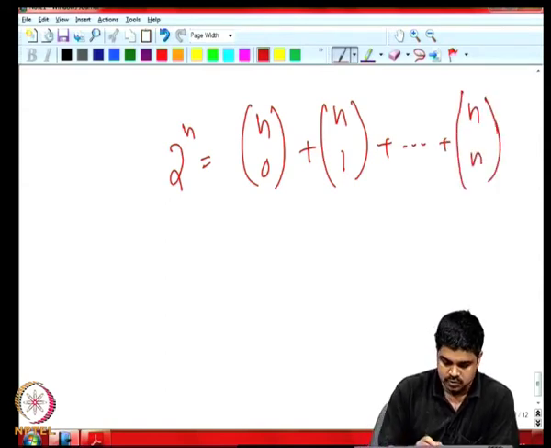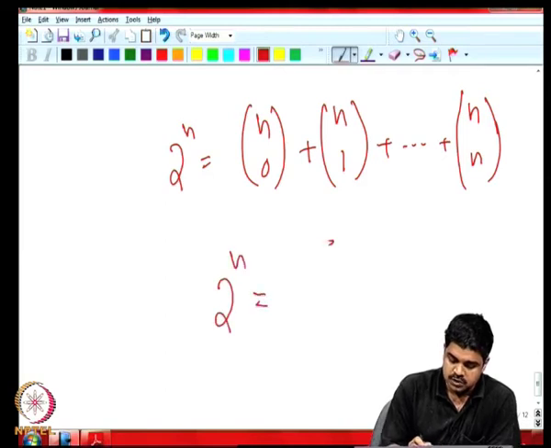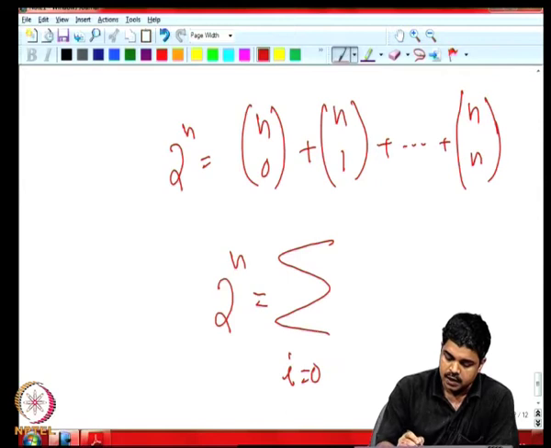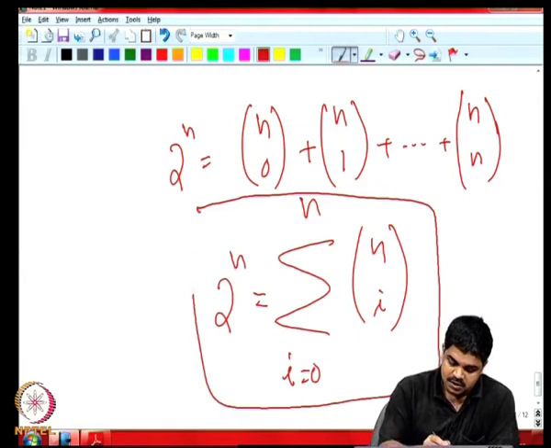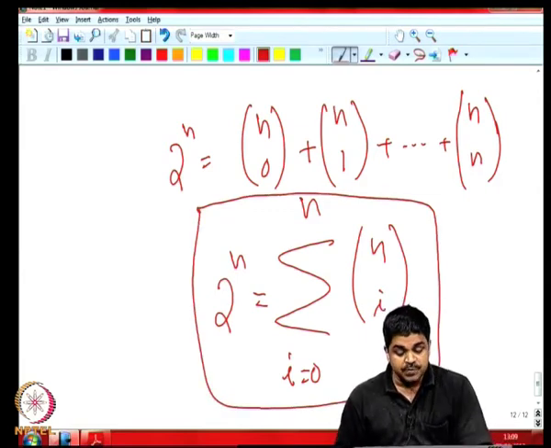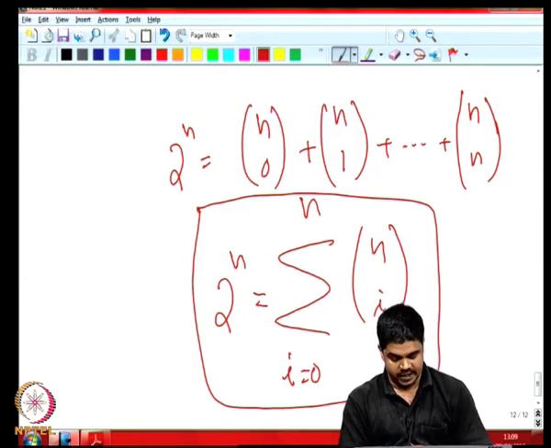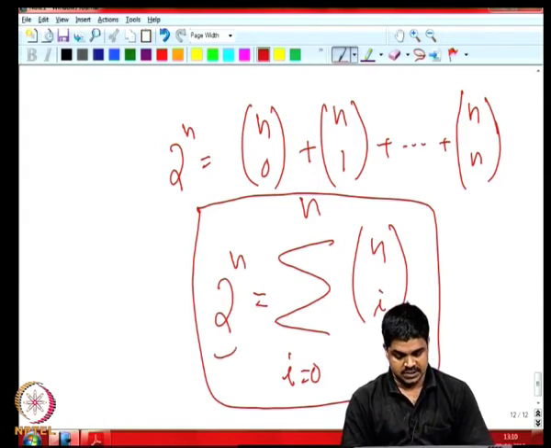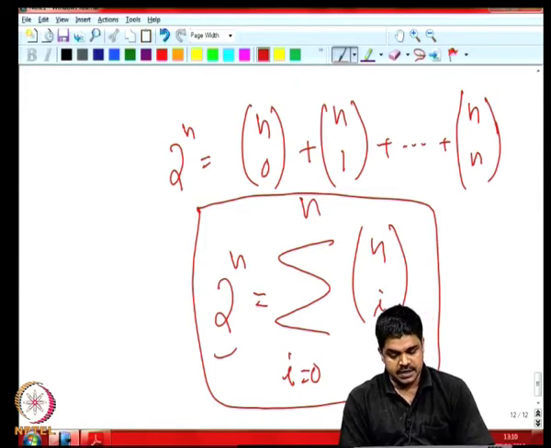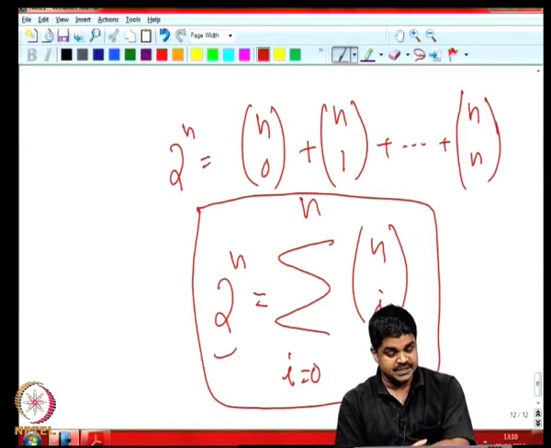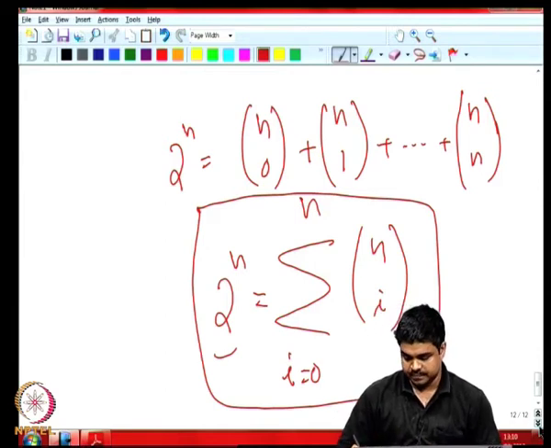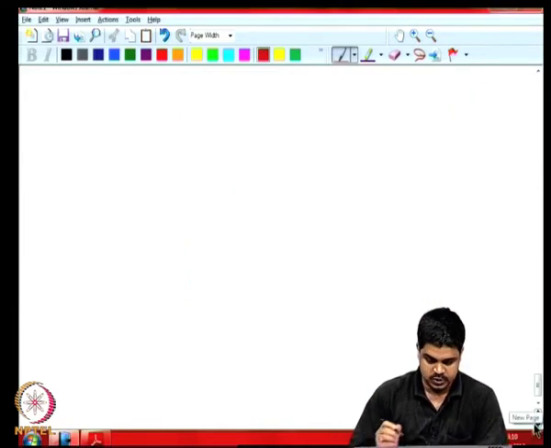Or in short form we can write 2 raised to n equals sigma i equal to 0 to n of n choose i. We got a relation for summing up the combinatorial coefficients, fixing n and varying i from 0 to n. This will give us 2 raised to n. So, the way we can interpret it is that the number of subsets of an n element set is 2 raised to n.